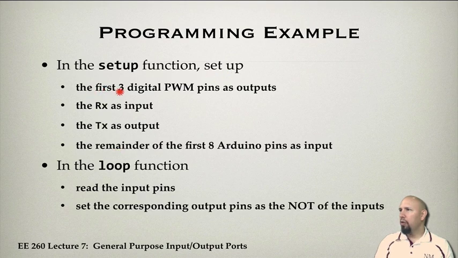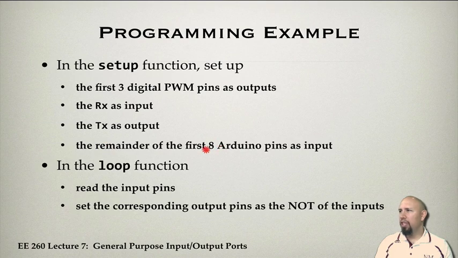First, we want to set the first 3 digital pulse width modulation pins as outputs. We're not going to use pulse width modulation, but we want to set those pins up as output pins. We want to set the RX pin as an input pin, so that makes sense. That would be a receive. We want to set the transmit pin as an output pin.